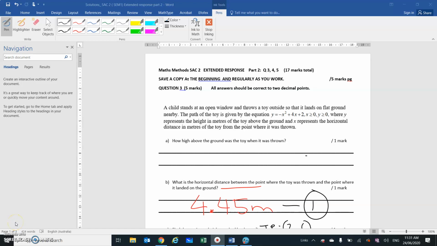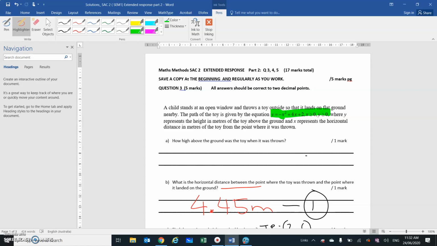Okay, so now we're looking at SAC 2, part 2. So we're looking at question 3. So here we have the equation given. What's happened in this scenario is a child standing at an open window throws a toy outside so that it lands flat on the ground nearby.